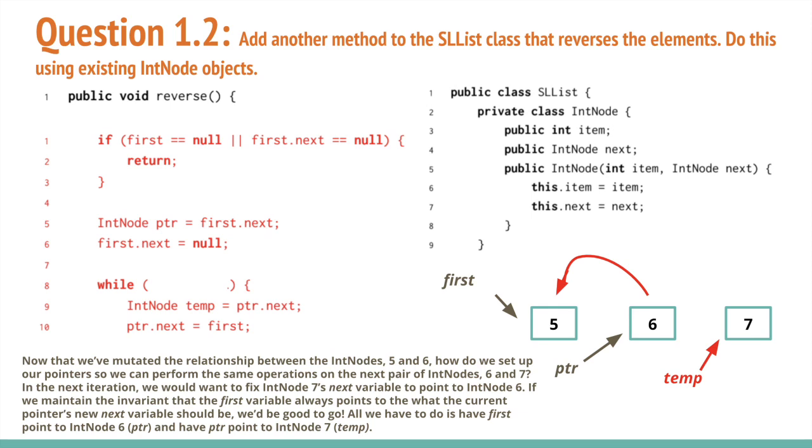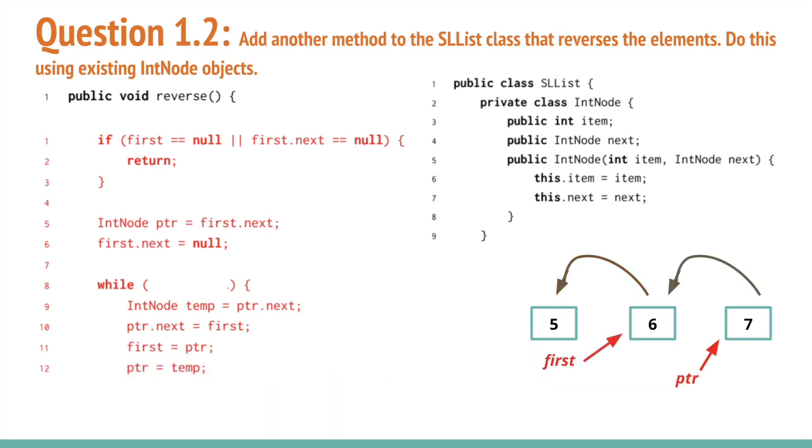Going back to our example, now that we've mutated the relationship between the intNodes 5 and 6, we can set up our pointers so we can perform the same operations on the next pair of intNodes 6 and 7 by maintaining the invariant that the first variable always points to what the current pointer's new next variable should be. So all we have to do is have first point to intNode 6, which is just pointer, and then have pointer equal temp.